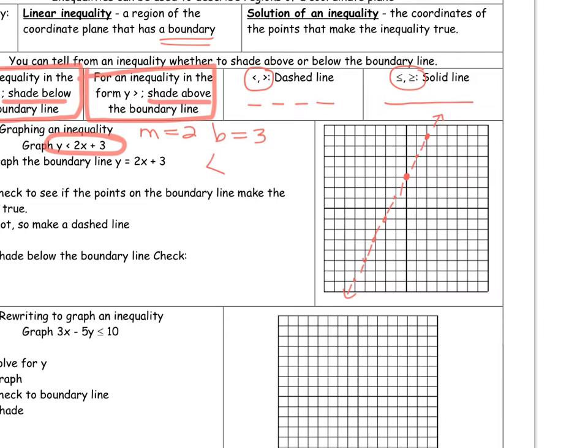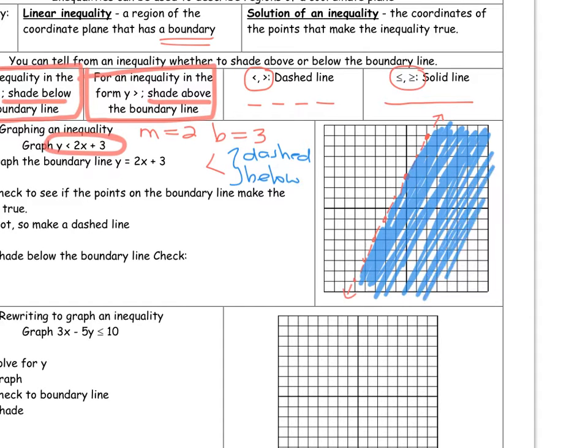So this one is less than, so that means a dashed line, and we're going to shade below. All of our shading is going to be below this line. So all of this blue shaded area are solutions to that inequality.